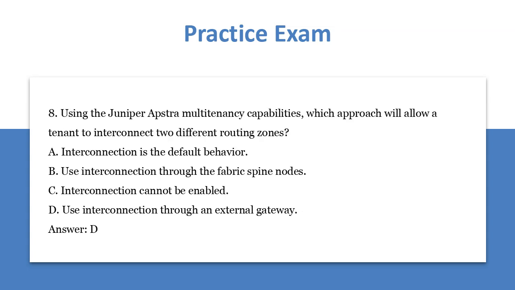8. Using the Juniper Apstra multi-tenancy capabilities, which approach will allow a tenant to interconnect two different routing zones? A. Interconnection is the default behavior. B. Use interconnection through the fabric spine nodes. C. Interconnection cannot be enabled. D. Use interconnection through an external gateway. Answer: D.